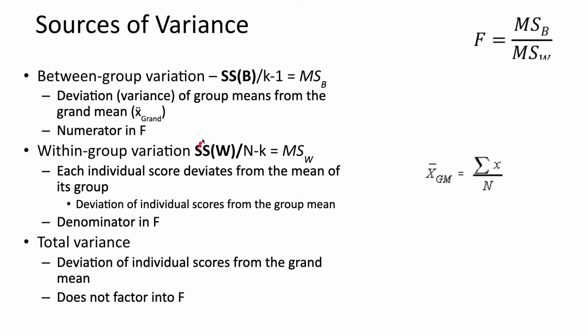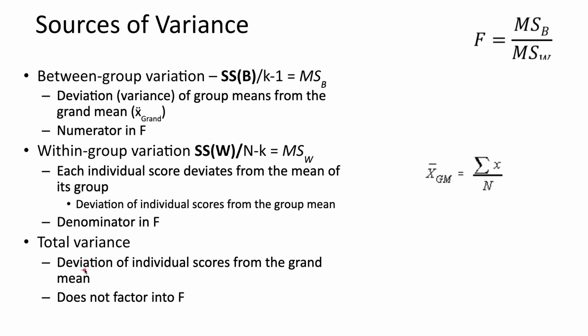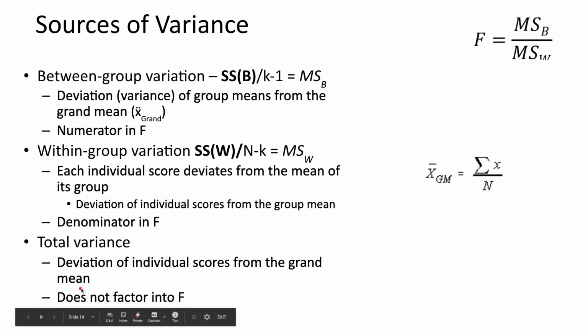Okay, so now you know where SSB is coming from. Now you know where SS within is coming from. And then the total variance. The total variance is not part of the F ratio, even though the total variance would be the deviation of individual scores from the grand mean. So the deviation of every single score in your data set, regardless of group, from the grand mean. This is not part of the F ratio. So this is left out.